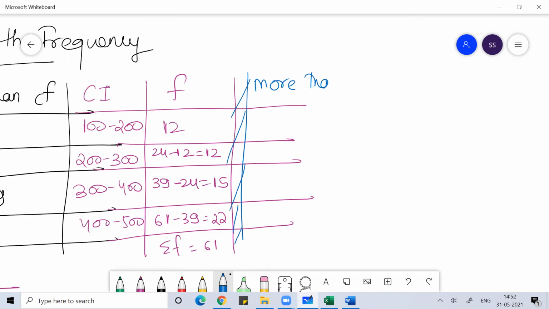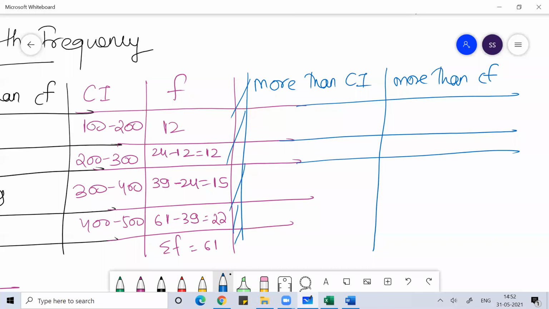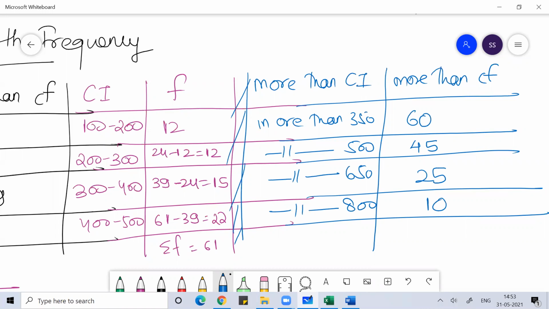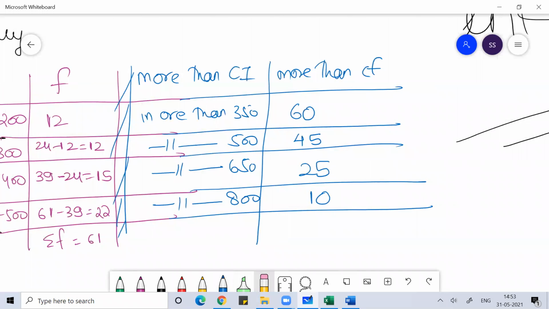Suppose I give you more than class intervals with more than cumulative frequency, like more than 350, then more than 500, then more than 650, then more than 800. The cumulative frequencies are 60, 45, 25, and 10. Now, this is the data given. If I ask you to calculate the standard deviation of this, I expect you to calculate it.